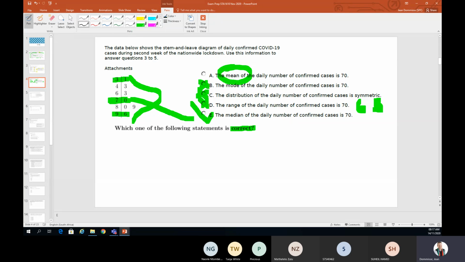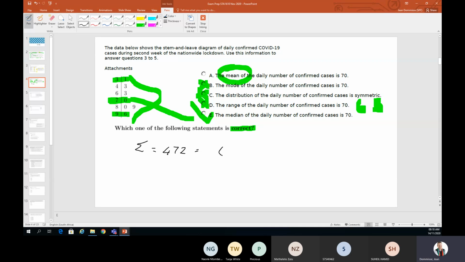Let's just work out the mean as well. So we would have needed to add all of these together and divide it by 7. So it would have been 31 plus 43 plus 63 plus 70 plus 80 plus 89 plus 96. So the total, the sum would have been equal to 472, if I worked it out correctly, and that then you need to divide by 7.